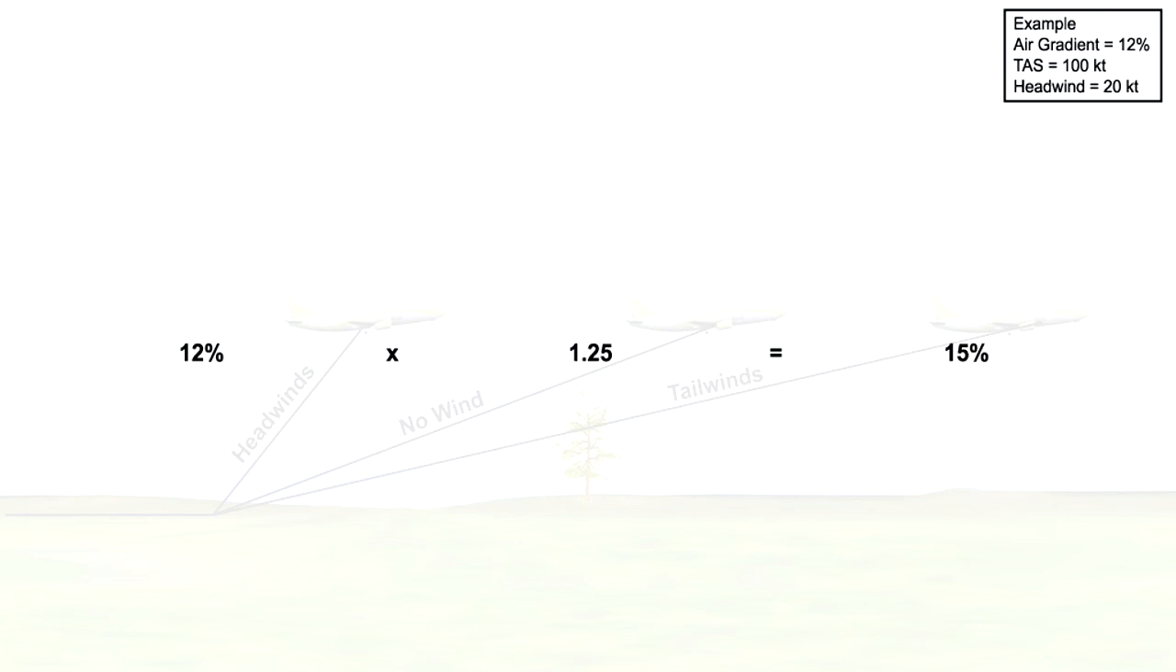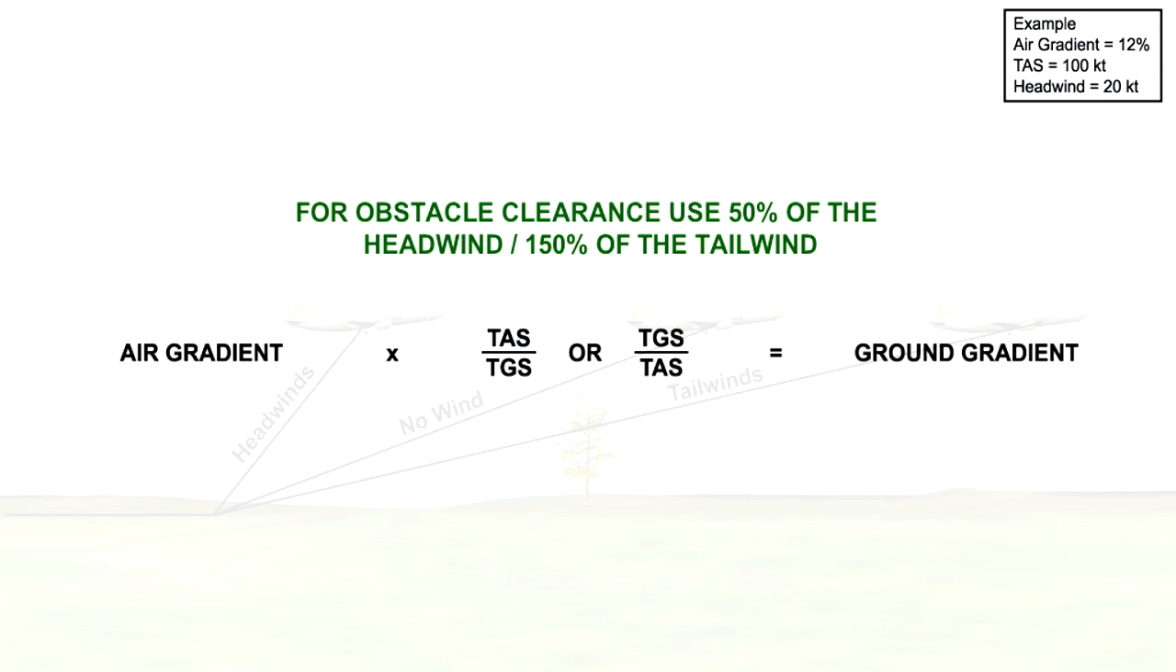If in the example we were given a tailwind, the air gradient would be multiplied by the wind factor, which would decrease the ground gradient. There is one additional complication. If the ground gradient is to be used for the calculation of obstacle clearances, the application of headwinds and tailwinds in the wind factor calculation must include the 50% headwind and 150% tailwind rules that you learnt about in the previous lesson.